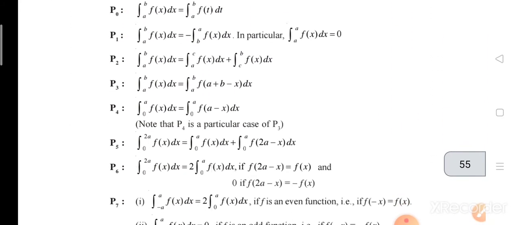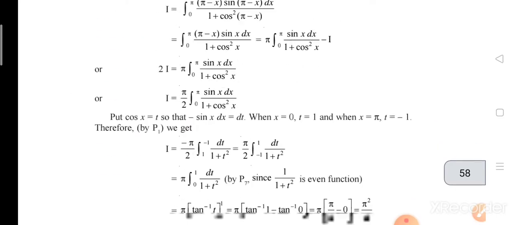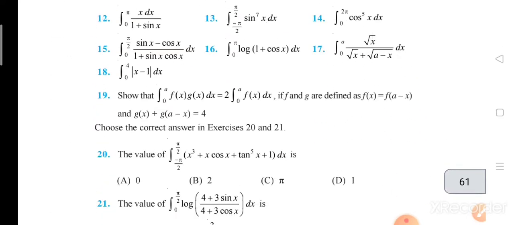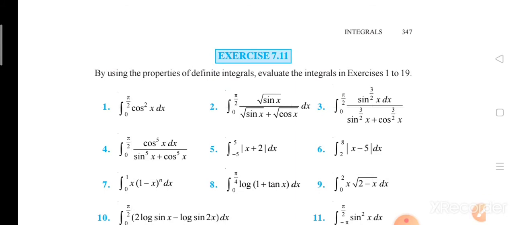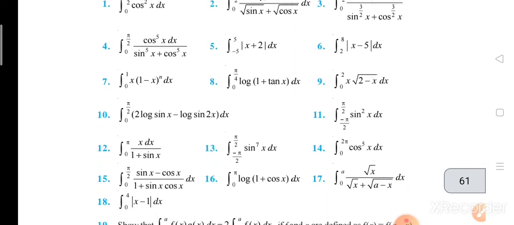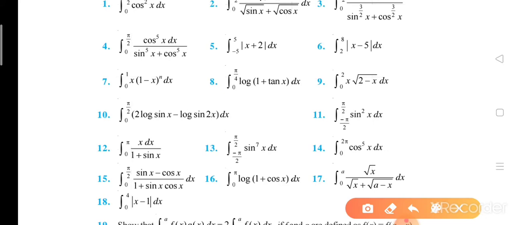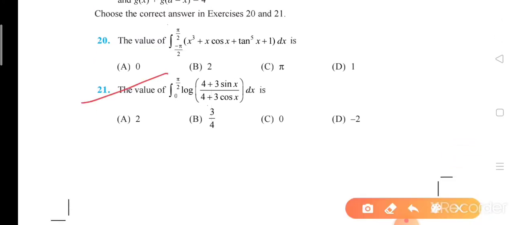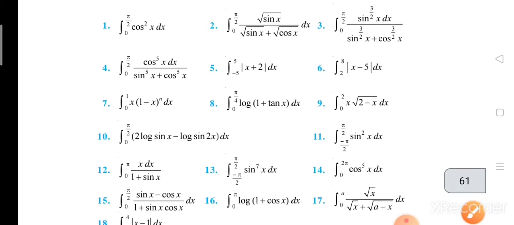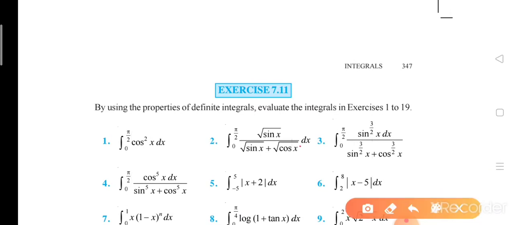Some properties of definite integrals, all examples. Exercise 7.11: 7, 17, 18, 21. These are important, and also you should try question number 3.